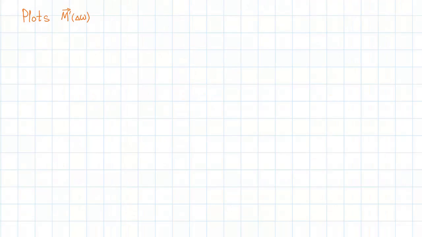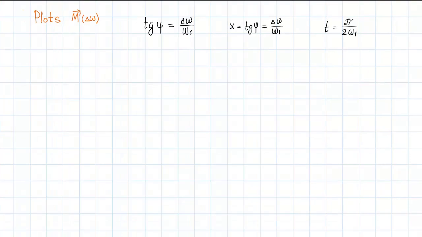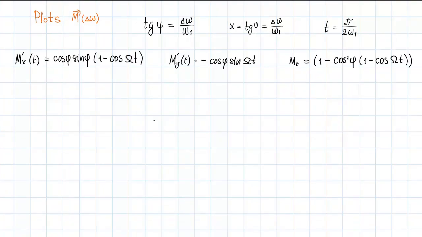Now, let us investigate how the magnetization components depend on the frequency offset delta omega, which determines angle phi via the equation, tangent phi is equal to delta omega divided by omega 1. For convenience, I will introduce variable, x, equal to tangent phi. In order to make plots for mx, my, and mz, I will choose the time parameter, t, equal to pi over 2 omega 1. Now, I can rewrite my expressions for the magnetization vector components, for the defined time, via variable x, as follows.